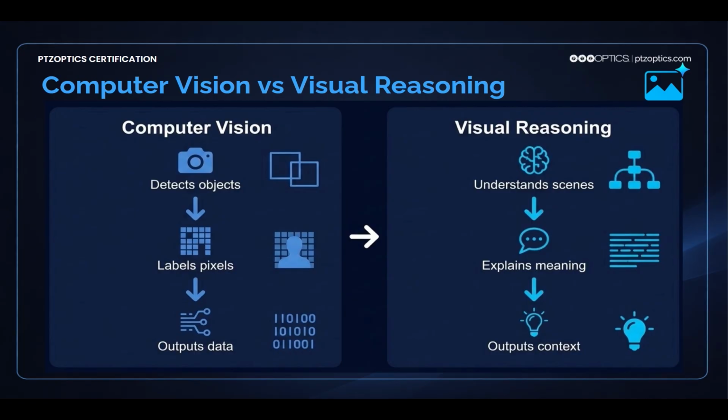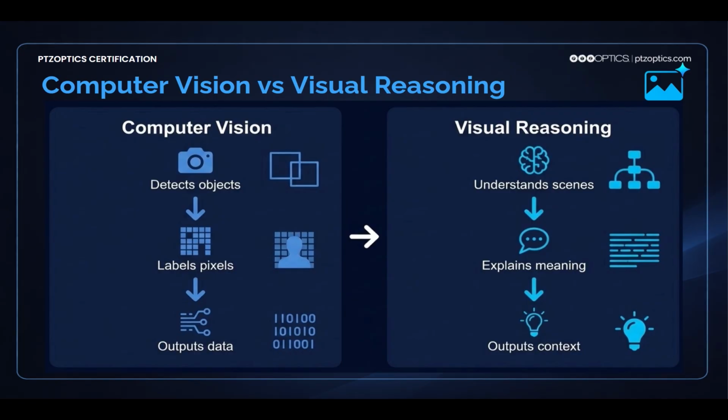So how is this different from computer vision? You may have seen computer vision before. It has the ability to detect things. It's also very efficient and very fast. Visual reasoning, using a vision learning model, doesn't necessarily replace computer vision in every case. What computer vision does is detect objects, label the pixels, and output data. So you have to build a computer vision model in order to run that model. With visual reasoning, it understands the entire scene, explains the meaning, and then outputs the context.